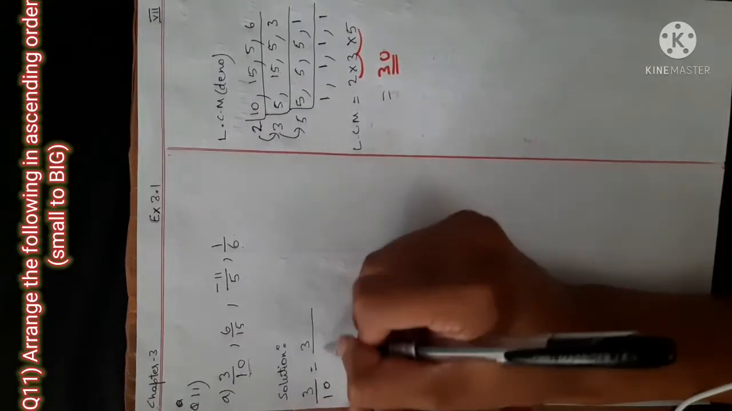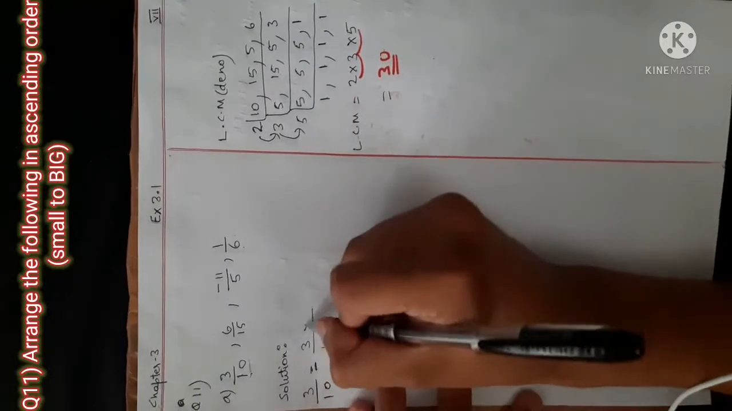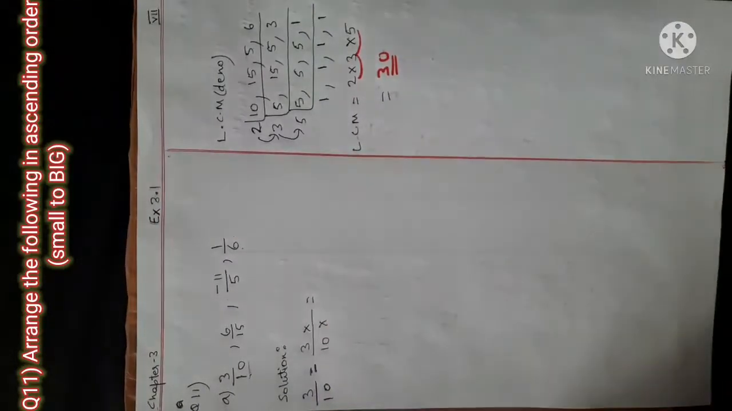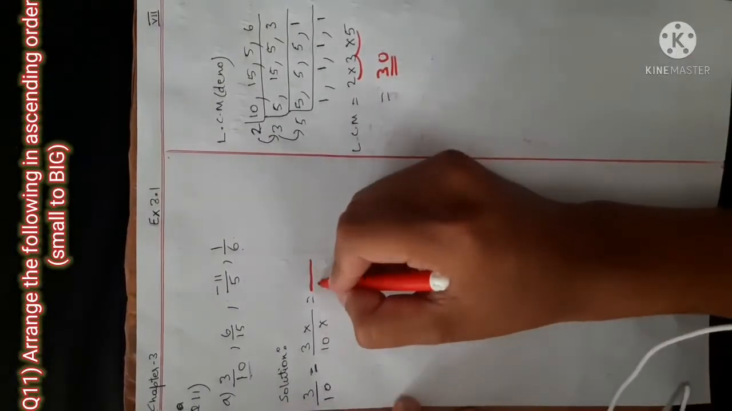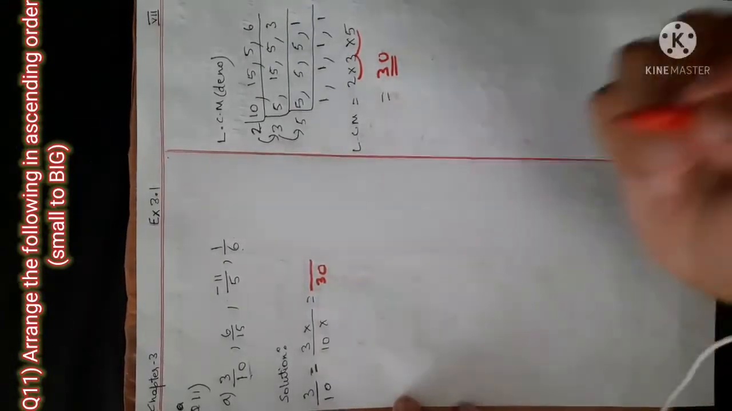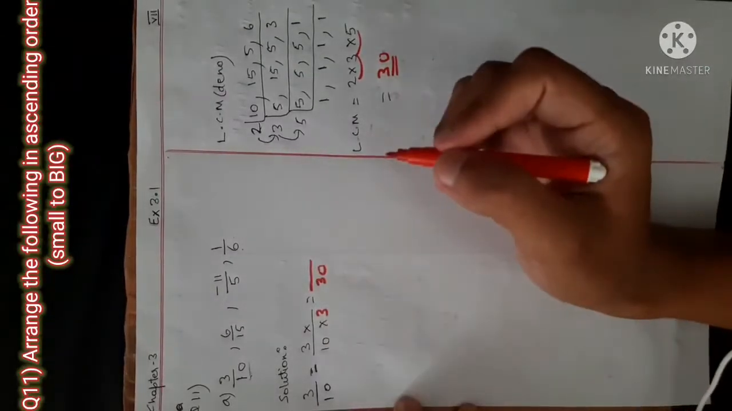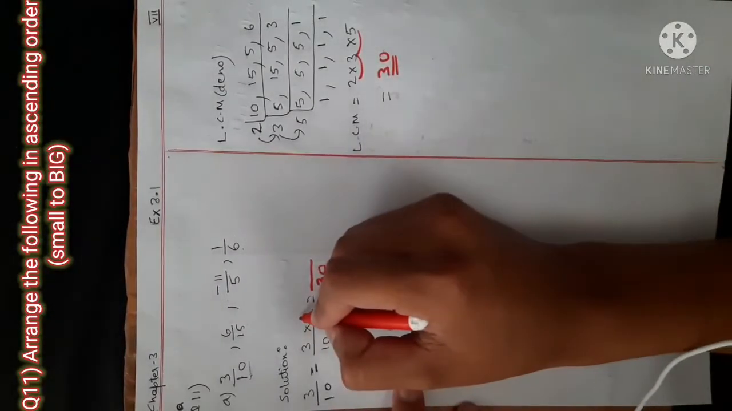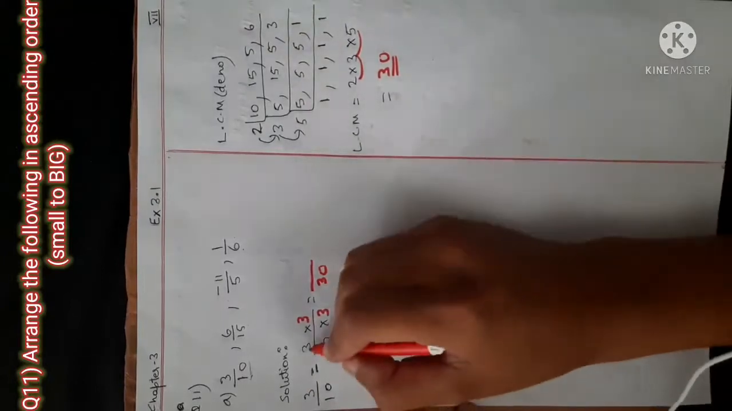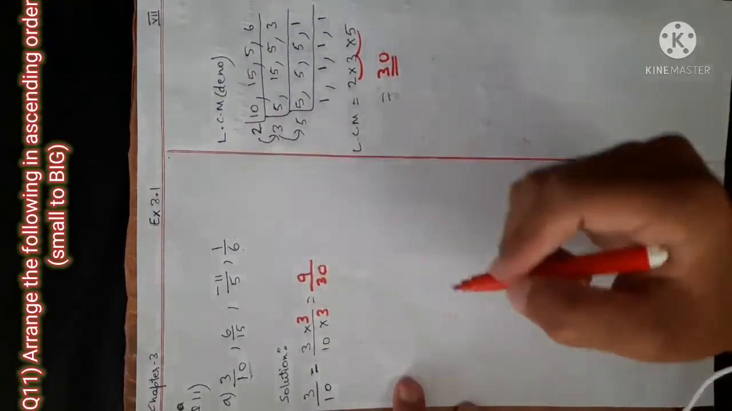3 by 10, multiply how much will we get 30? 10 multiply how much equal 30? 10 multiply 3. So since we multiply by 3 in the denominator, in the numerator also by 3. 3 multiply 3 equal 9.